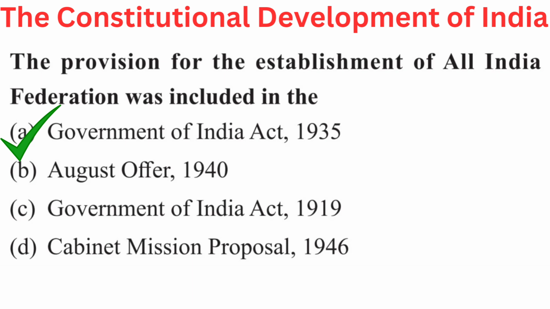Your options are A. Government of India Act 1935, B. August Offer 1940, C. Government of India Act 1919, or D. Cabinet Mission Proposal 1946. Right answer is A. Government of India Act 1935.